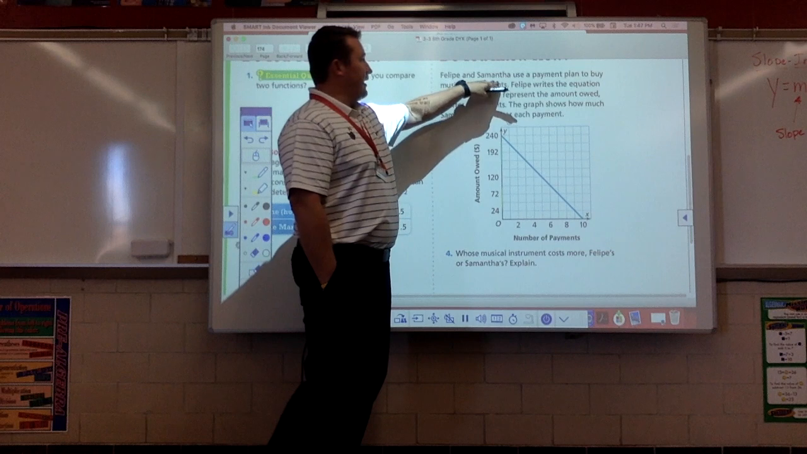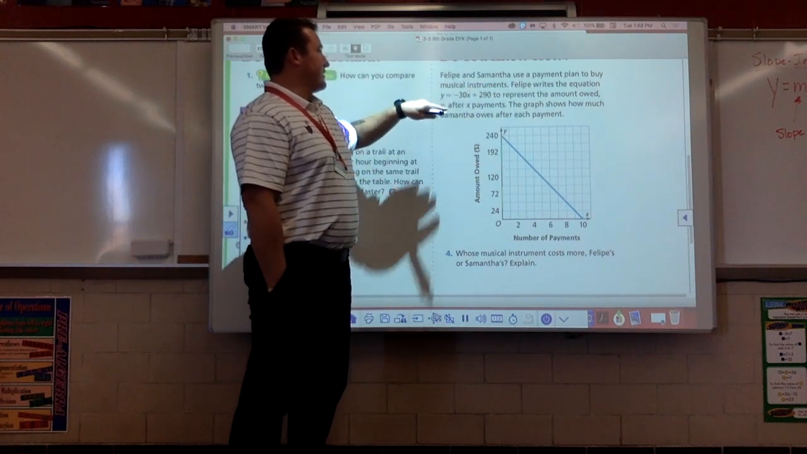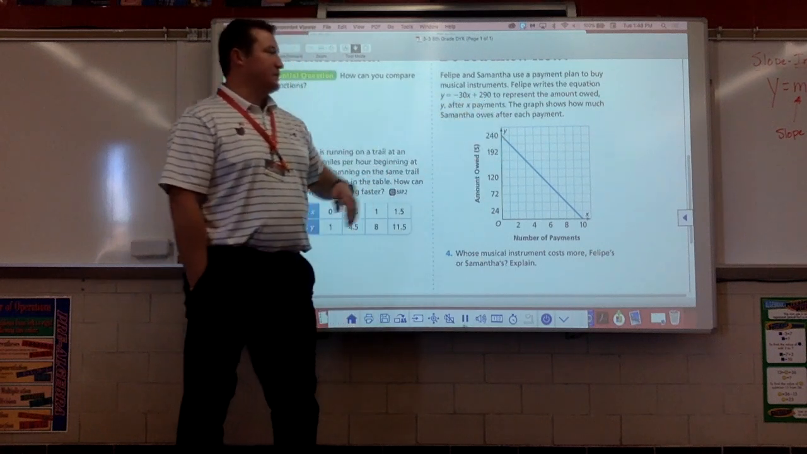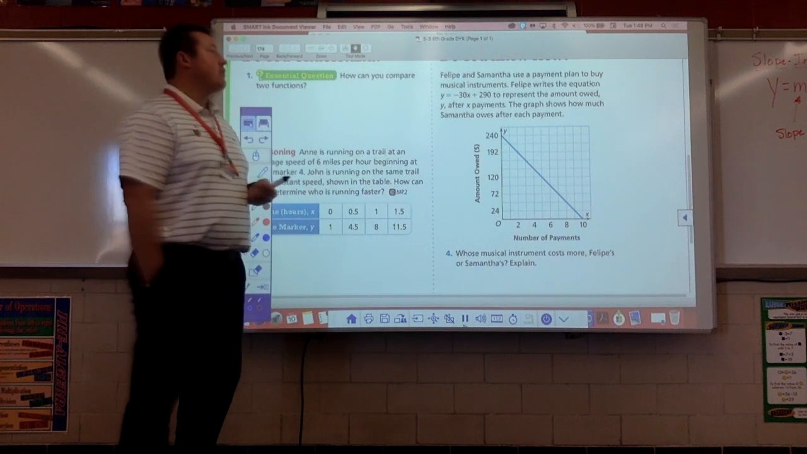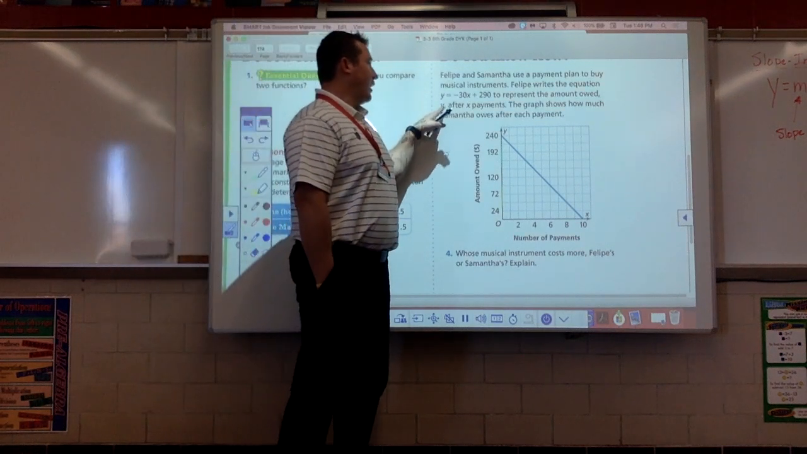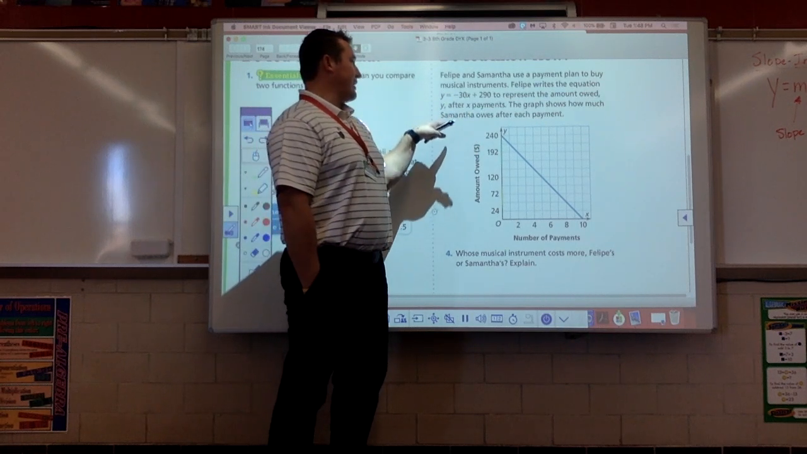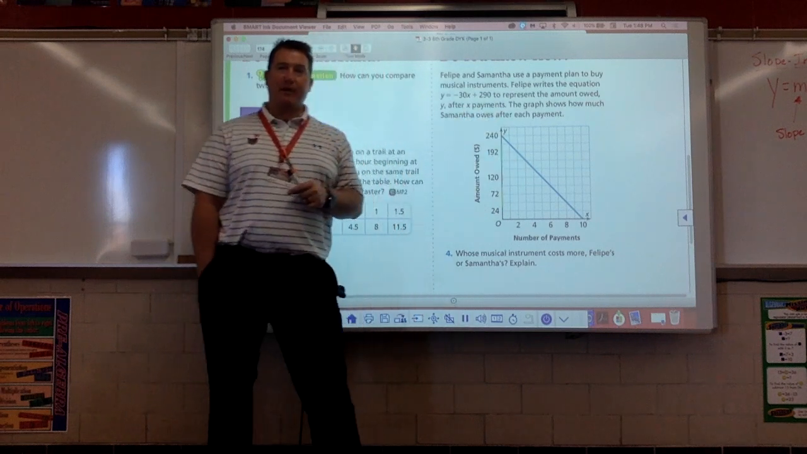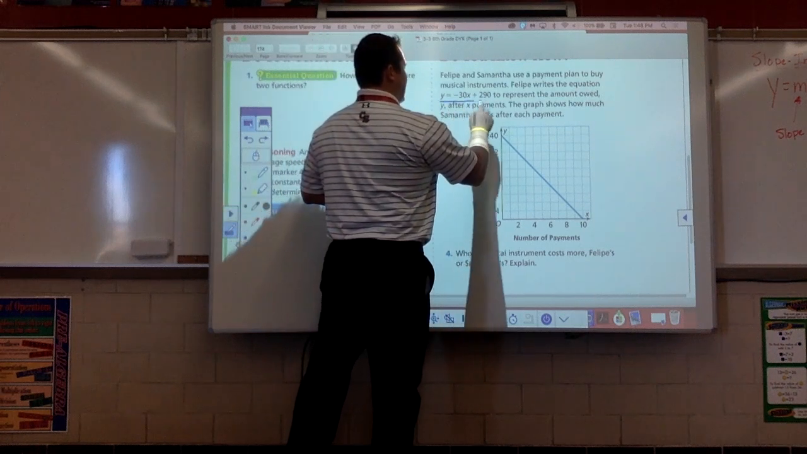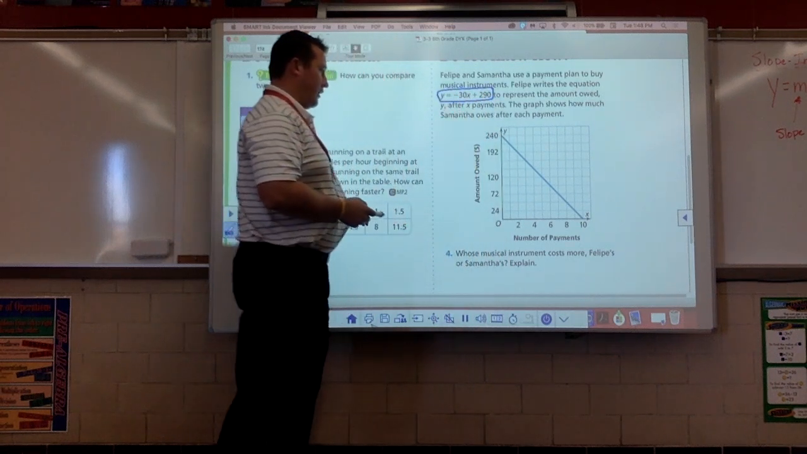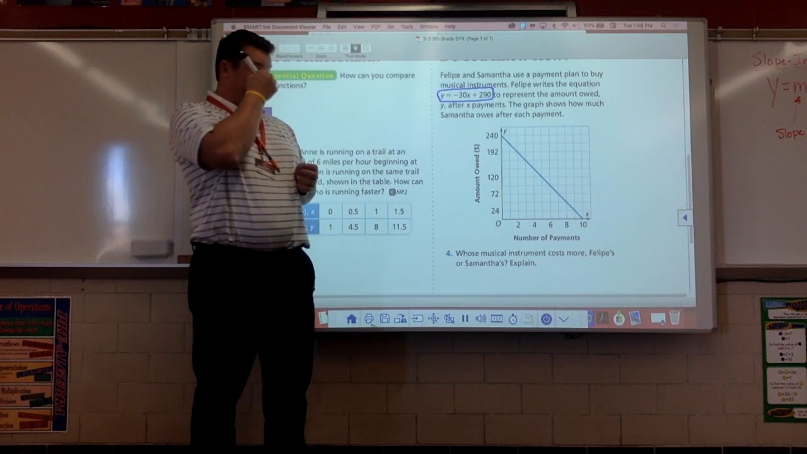Mr. Felipe and Samantha use a payment plan to buy an instrument. Felipe writes the equation y equals negative 30x plus 290 to represent the amount owed. Again, y is the amount we owe, x is the number of payments that we make. The graph shows how much Samantha owes after each payment. So I've got an equation for Felipe. We have a graph for Samantha. Whose musical instrument cost more?